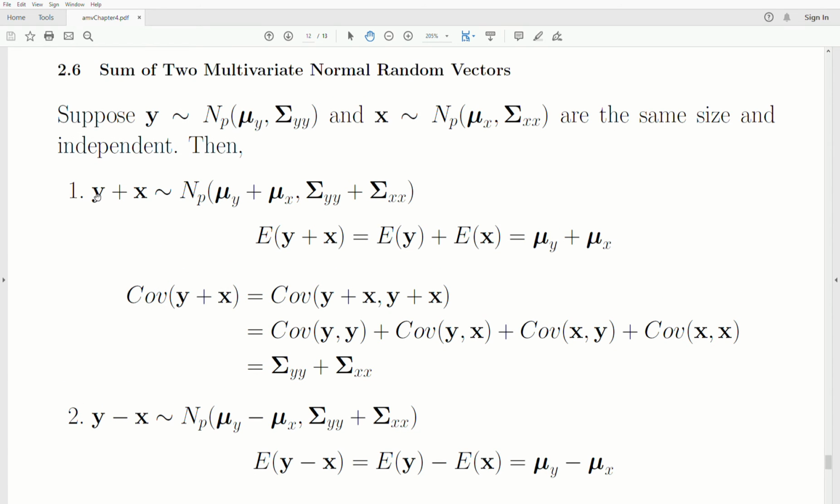So the distribution of y plus x, remember we're adding vectors, so they have to be the same dimensions. It's also a normal random variable, multivariate normal, p dimensions, mean mu sub y plus mu sub x. You just add the means. And the variance covariance matrix, you just add the variance covariance matrices. And to see that, if we calculate the expected value of y plus x, expectation's a linear operator, so it goes into both. Well, the mean of y is what we call mu y, and the mean of x is mu x.